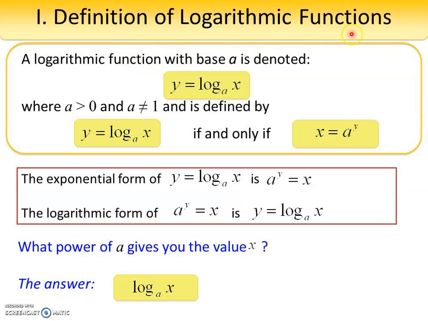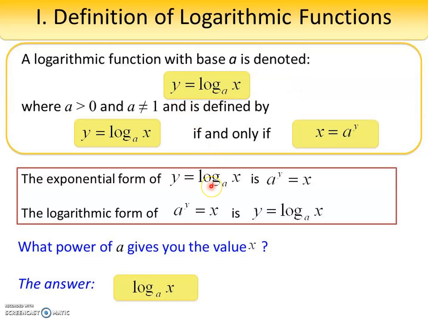Now the definition of logarithmic function: a logarithmic function with base a is denoted y is equal to log x to the base a, where a is greater than 0 and a is not equal to 1, and is defined by y is equal to log x to the base a if and only if we convert the log into exponent form, that is x is equal to a raised to y. The exponential form of y is equal to log x to the base a is a raised to y is equal to x, and the logarithmic form of a raised to y is equal to x is y is equal to log x to the base a. What power of a gives you the value of x? The answer is log x to the base a.